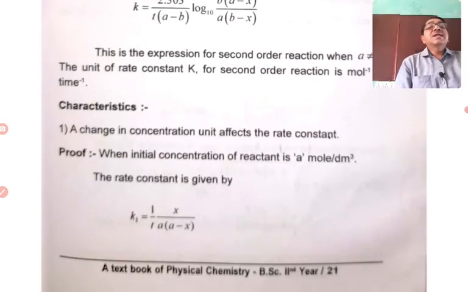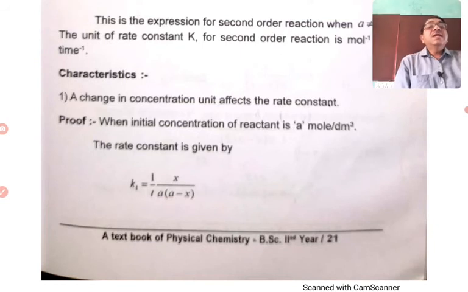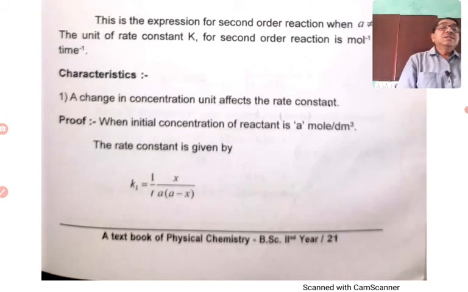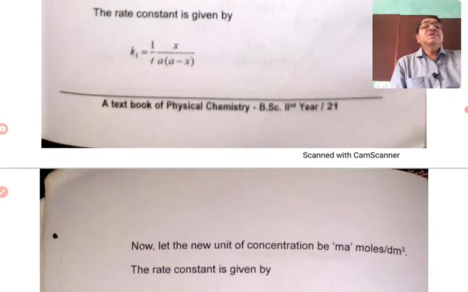Now the characteristics. A change in concentration unit affects the rate constant. When initial concentration of reactant is a mole per decimeter cube, the rate constant is given by K1, as we have shown in the first order reaction characteristic part. Similarly, we are simplifying the second order reaction characteristic part here. So K1 is equal to 1 upon t, x upon a into (a minus x).